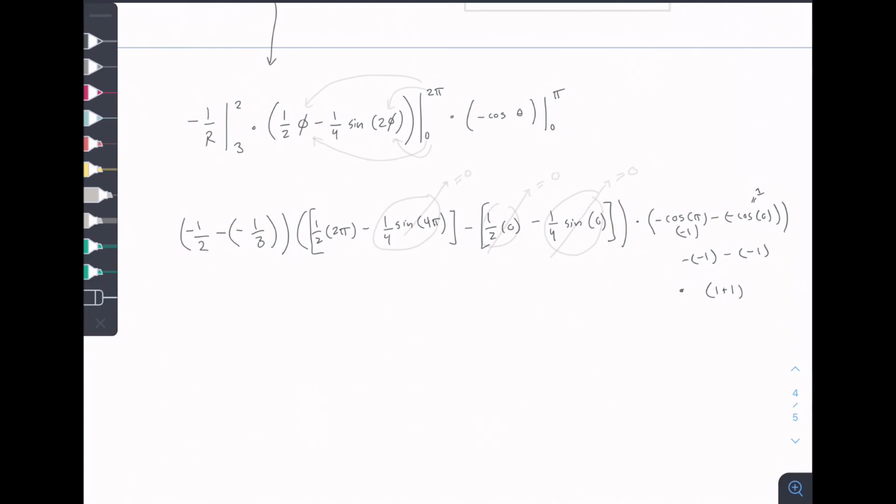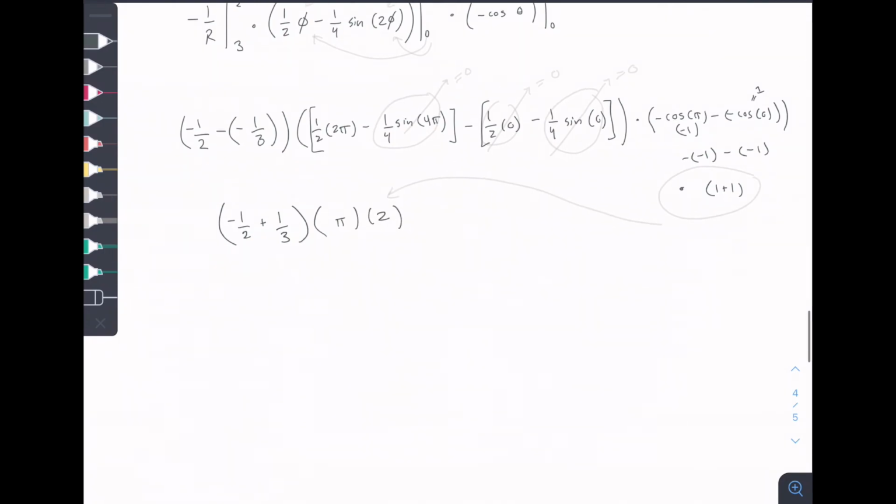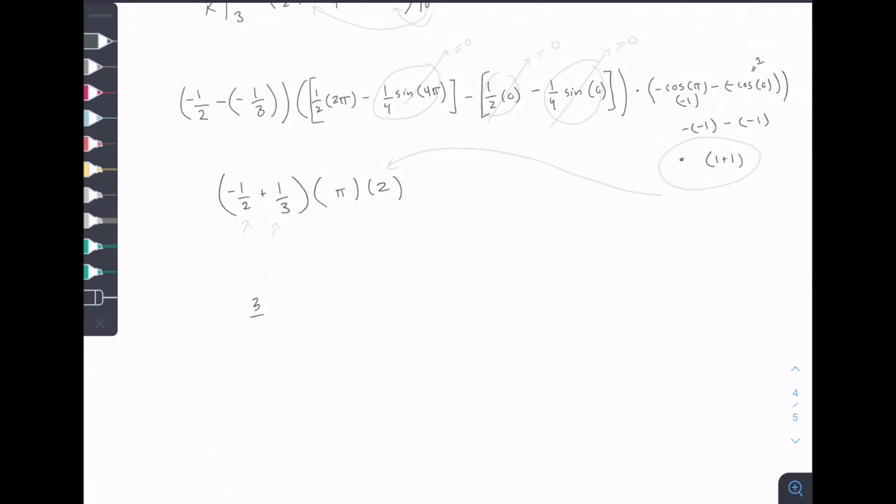So our terms that are going to survive here will have negative 1/2 plus 1/3 times, so 1/2 times 2 pi, we're going to just do pi, and then we're going to bring this guy all the way over, and then multiply it by 2. Okay, so now we're going to give these guys the same denominator so we can combine the fractions here. So we're going to do 3 over 3, so it's just 1, multiplied by negative 1/2. So we're just multiplying each fraction by 1, essentially.